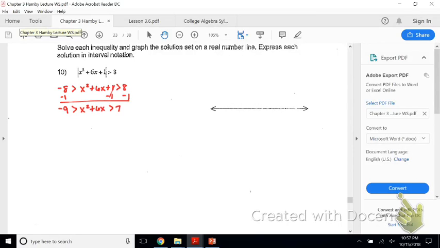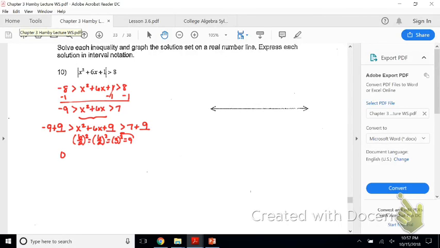In order to complete the square in the middle, I'm going to add a blank, and remember, what you do to one side, you do to all. So I have negative 9 plus a blank is greater than x squared plus 6x plus a blank, which is greater than 7 plus the blank. Completing the square is b over 2 squared. In this case, it's 6 over 2 squared, so 3 squared, which is 9. I added 9 in the middle, so I'm going to add 9 on both sides.